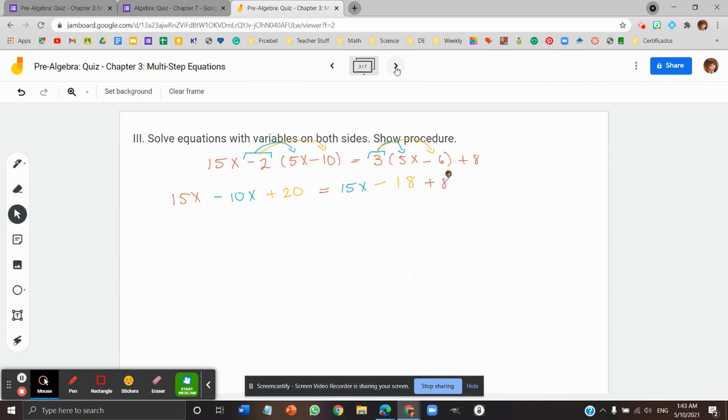Now again, I have terms that are alike. Which ones are those terms? Well, 15x minus 10x, they both have the same variable. Therefore, they are like terms. On the other side, I have two constants. They are like terms, therefore I can combine them. 15x minus 10x. 15 minus 10 is 5x.